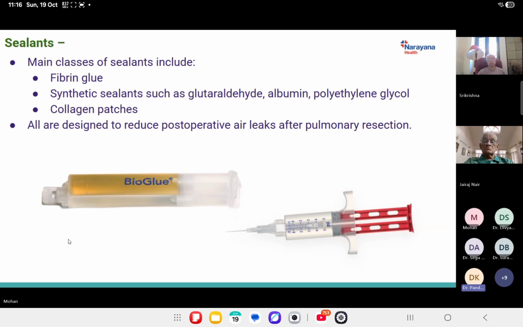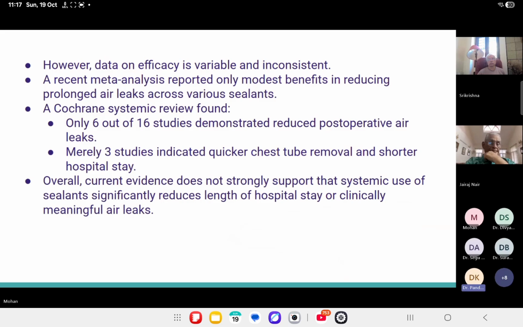Coming to sealants, some main classes of sealants include fibrin glues, synthetic sealants such as glutaraldehyde, albumin, polyethylene glycol, and collagen patches, designed to reduce postoperative air leaks after pulmonary resection. Some examples which we see are BioGlue and Tisseel. There are many more commercially available sealants. However, data on efficacy is variable and inconsistent. A recent meta-analysis reported only modest benefits in reducing prolonged air leaks across various sealants.